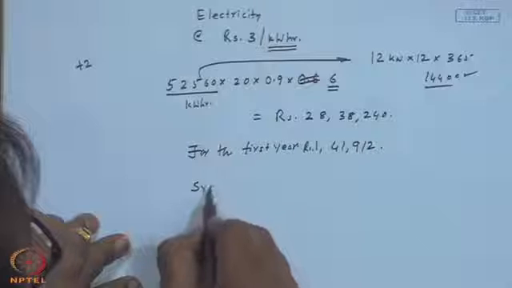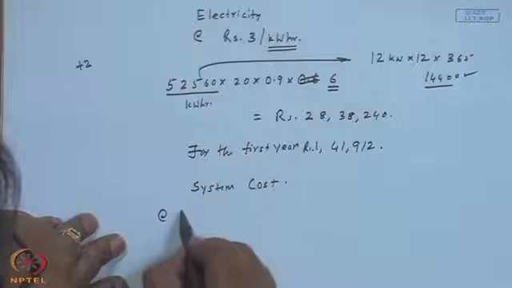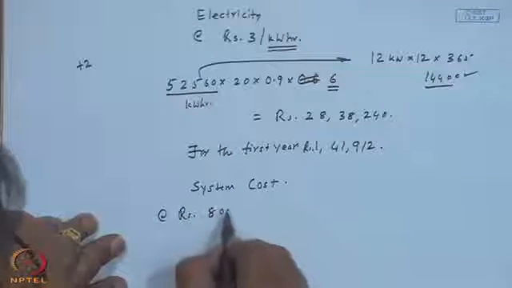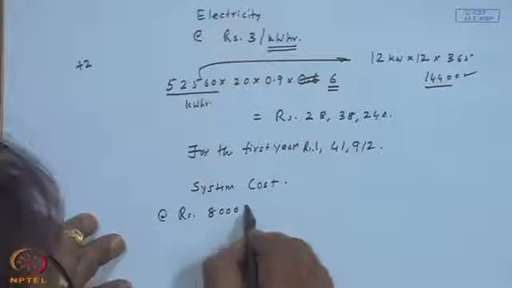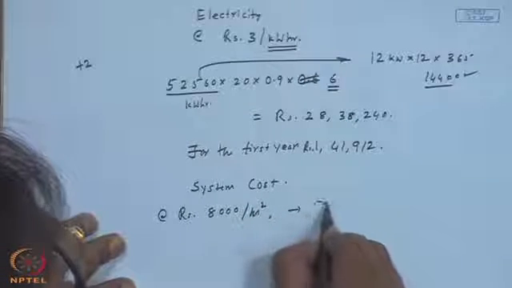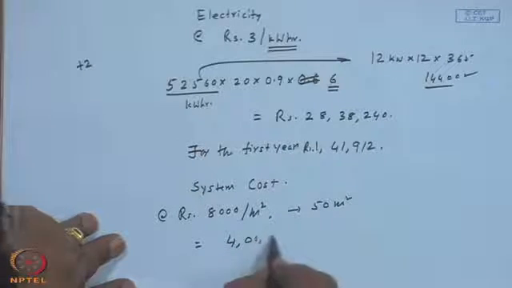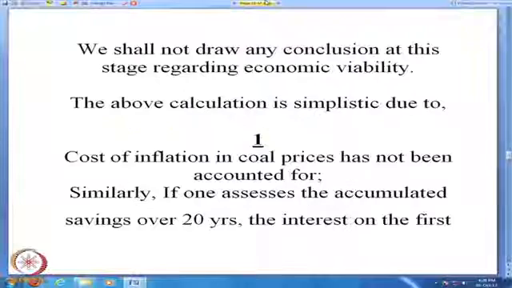System cost at Rs 8,000 per meter square and 50 meter square, that comes to 4 lakhs. Right now, we do not draw any conclusions at this stage regarding economic viability.